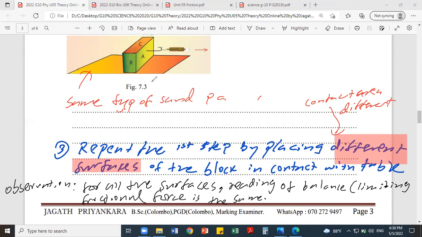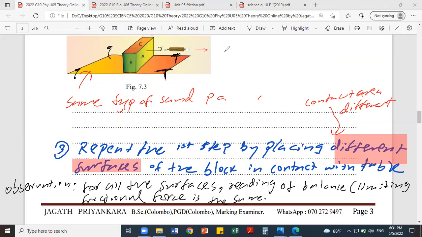You have to fix that to the table. You can use nails and fix them to the horizontal table. You can take one large sandpaper and cut it into pieces, so the roughness is the same. Remember, in your textbook there are activities or practicals. This is also an activity given in your textbook.